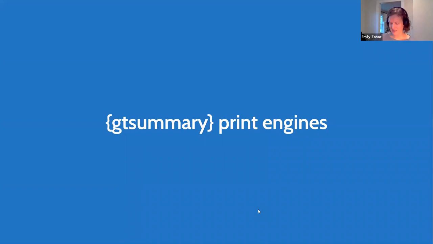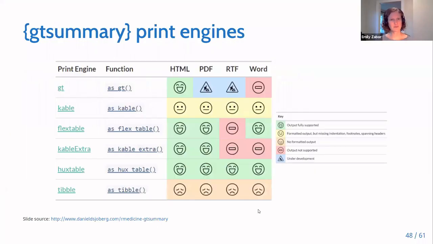So there are a variety of print engines available to use with gtsummary, and here's a nice little table from the package website showing these different options. So you can use the print engine gt, kable, flextable, kableExtra, huxtable, or tibble. And you can see here, there's some of these different output types, the HTML, PDF, RTF, and Word are supported differently by these different print engines. And so depending on what you want to use, you might get better or worse results. The results in HTML just tend to be the best, but if you need to use Word, you can see that some of these different print engines will support that better than others, and same for RTF.